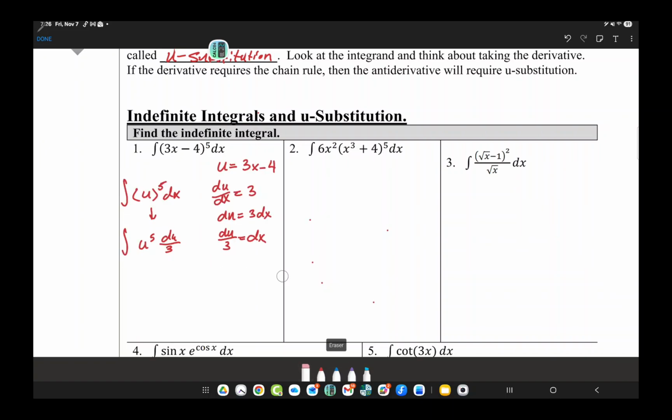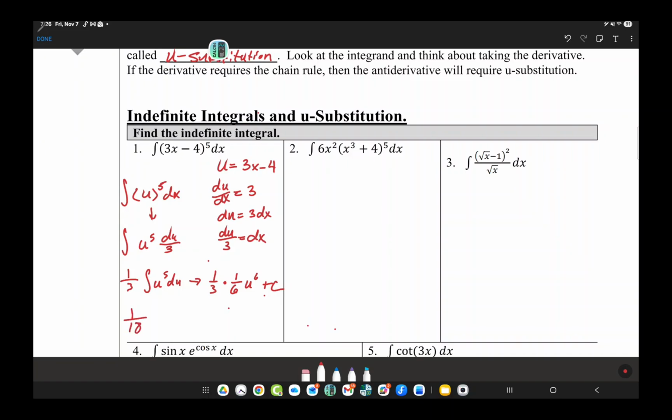So, since we have that du over 3, that is basically just 1/3. We can bring that outside the function as 1/3 integral of u to the fifth du. All right? Well, what is the integral of u to the fifth? Well, that is 1/6 u to the sixth plus c. So this is going to give you 1/3 times 1/6, 1/18.